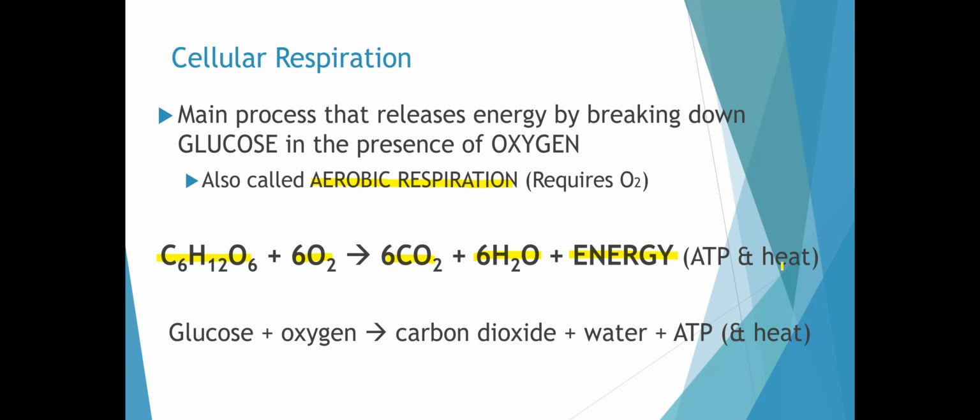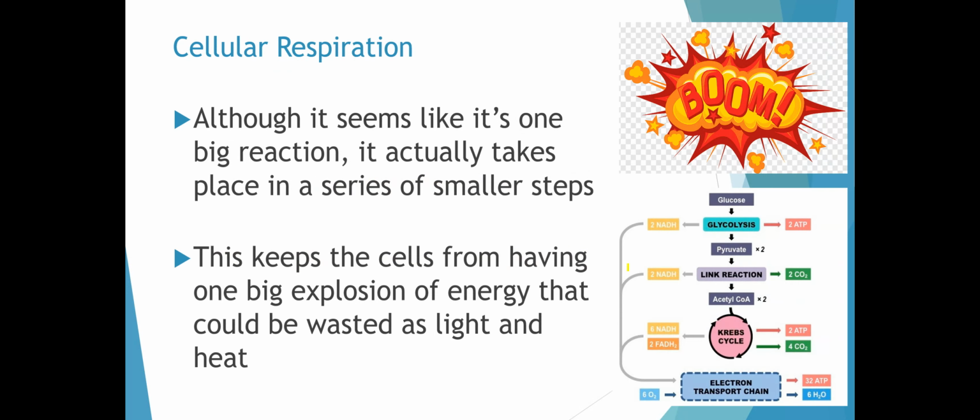Now, some of that energy is going to be lost as heat. It's not going to be a perfect process. This is one of those random forms of energy, but we will generate some heat as well, okay? But this is what it's all about, is making this molecule right here, ATP. So glucose is broken down in the presence of oxygen to produce carbon dioxide, water, and energy.